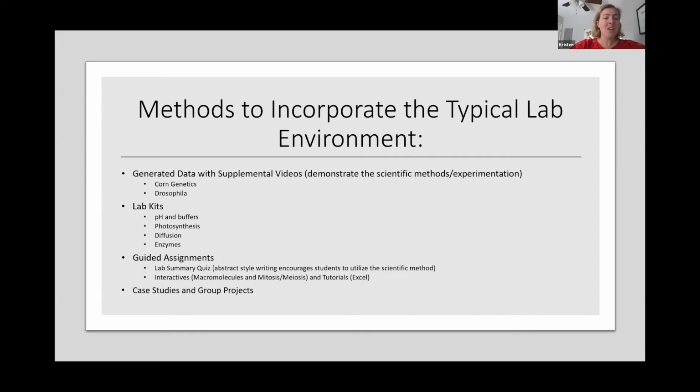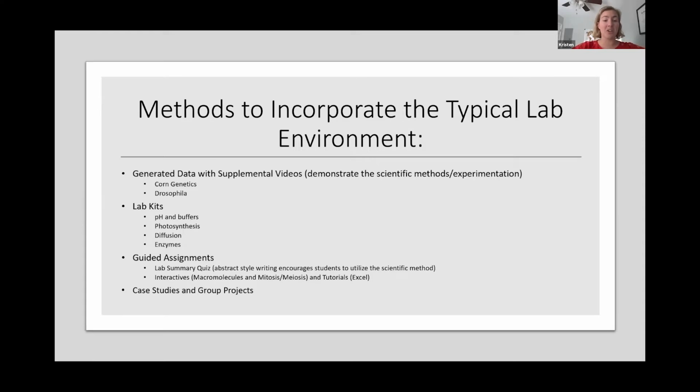The last 2, which I'm going to spend not as much time on today, but I'm happy to address in the question session, or if you want to send me an email about these, I'd be happy to help or provide some of my resources. This would be the guided assignments, and we have 2 examples for these, which are the lab summary quizzes. And in these, we have an abstract style of writing, and it helps the students to learn how to utilize the scientific method and encourages this lab report writing style.